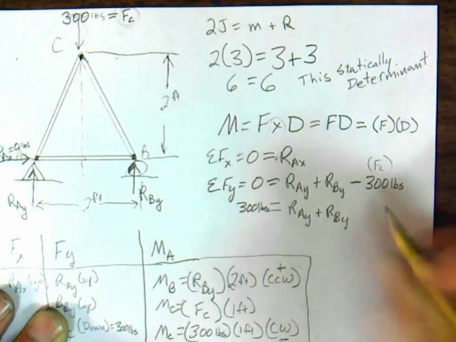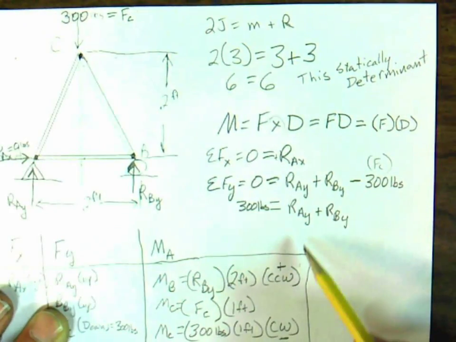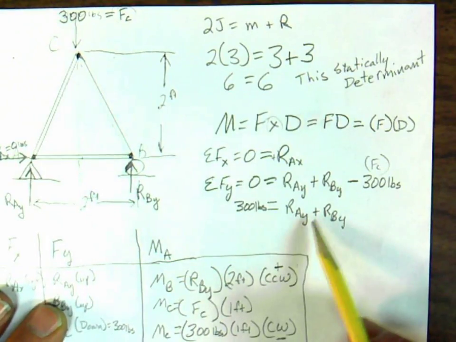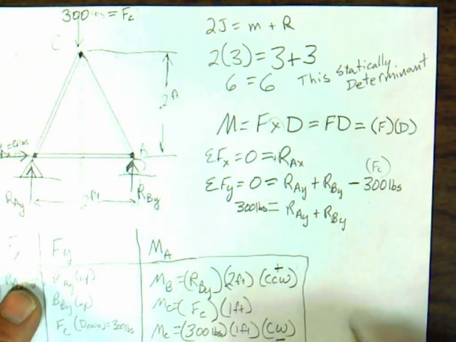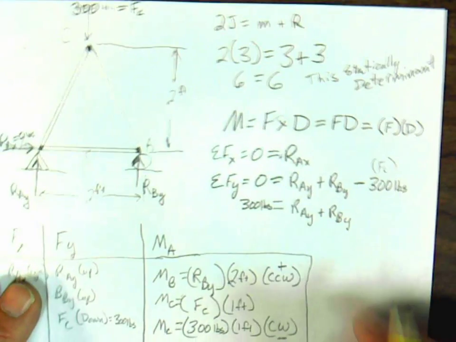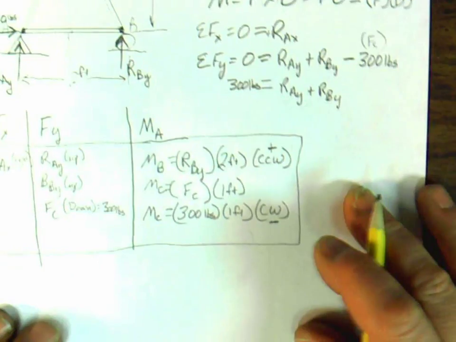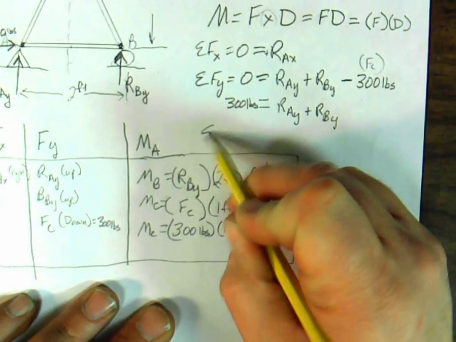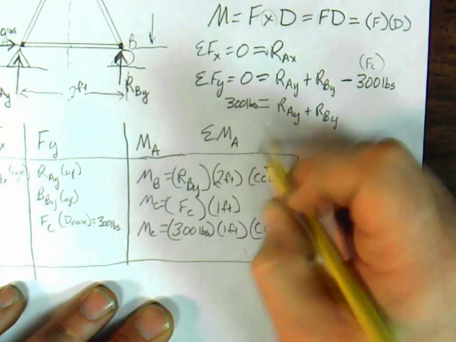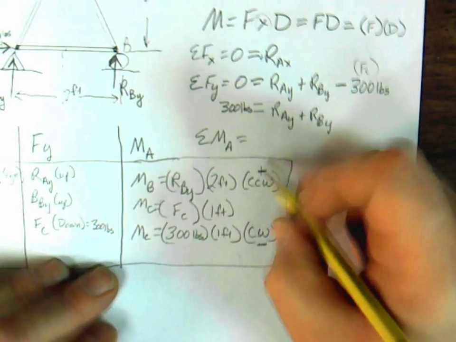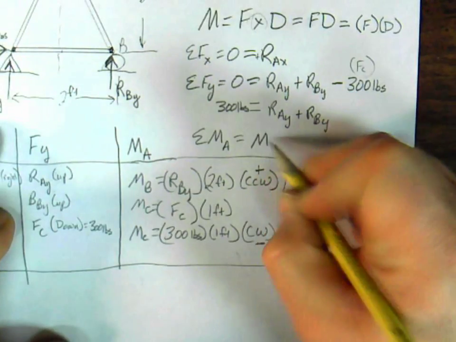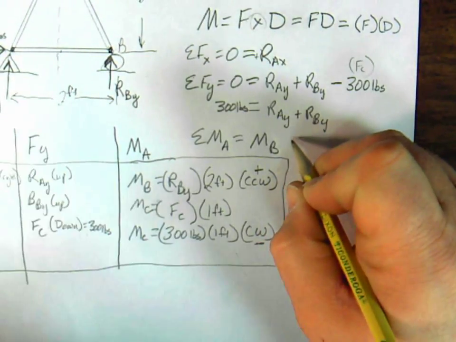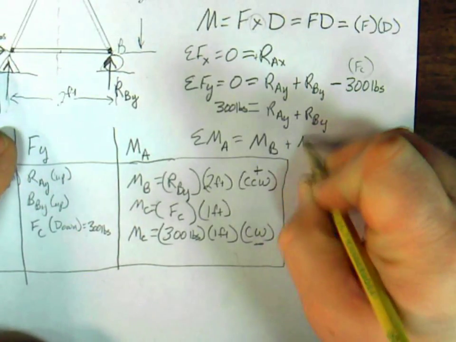We can't do anything else because we don't know what any of these other variables are. So next we're going to have to go to the sum of the moments. And let me move on down here. So the sum of the moments about A equal the moment about B plus the moment about C. Okay, and we've already determined that the moment about C is clockwise, so that's negative. So we'll come back in and we'll address that here in a few minutes.